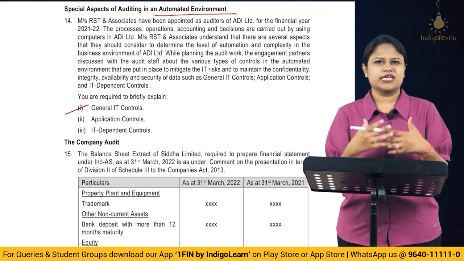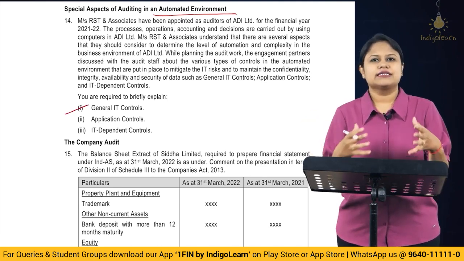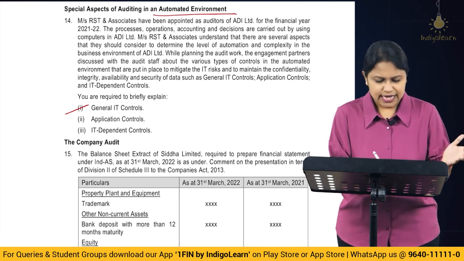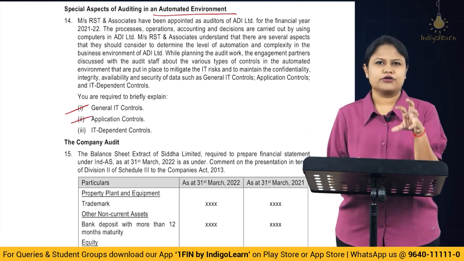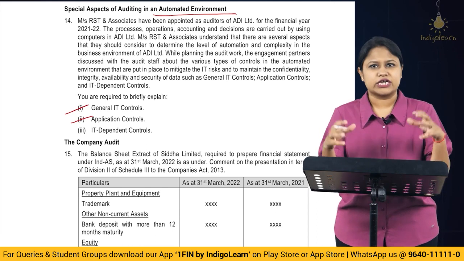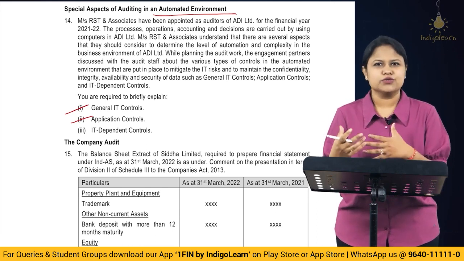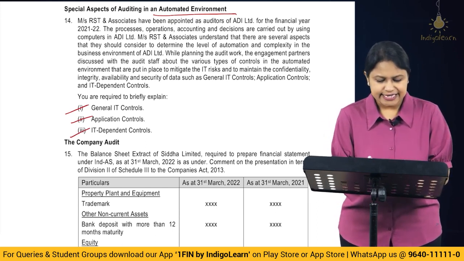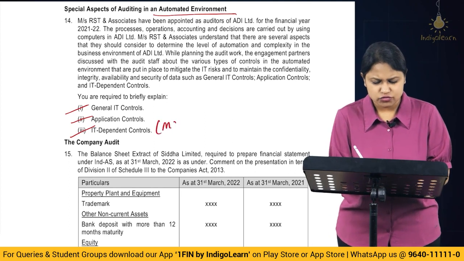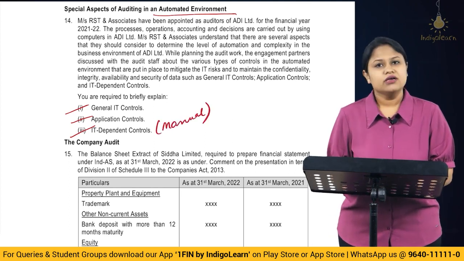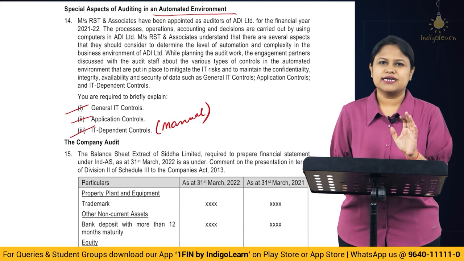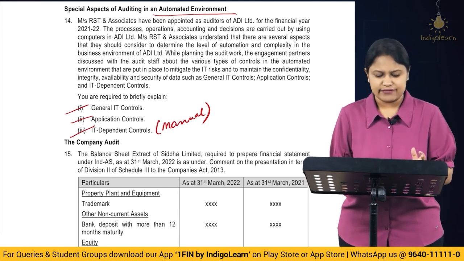General IT controls are what? The infrastructure, the architecture, the database, all of that. Application controls are those controls on a particular application, every single application, what controls they have: user IDs, passwords, all of that. IT departmental controls, basically we refer to them as manual controls. About this, a very clear understanding is given in the material so that you can have a look.